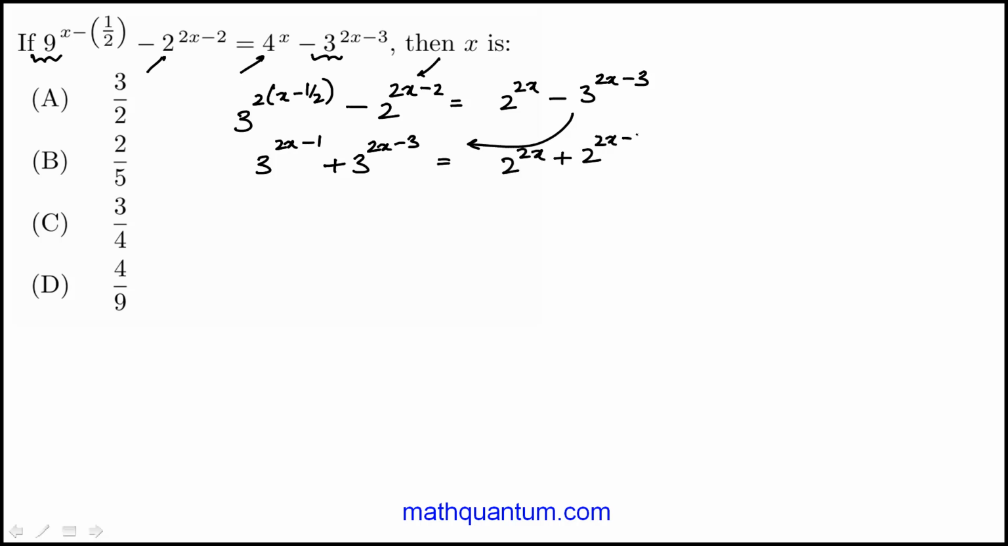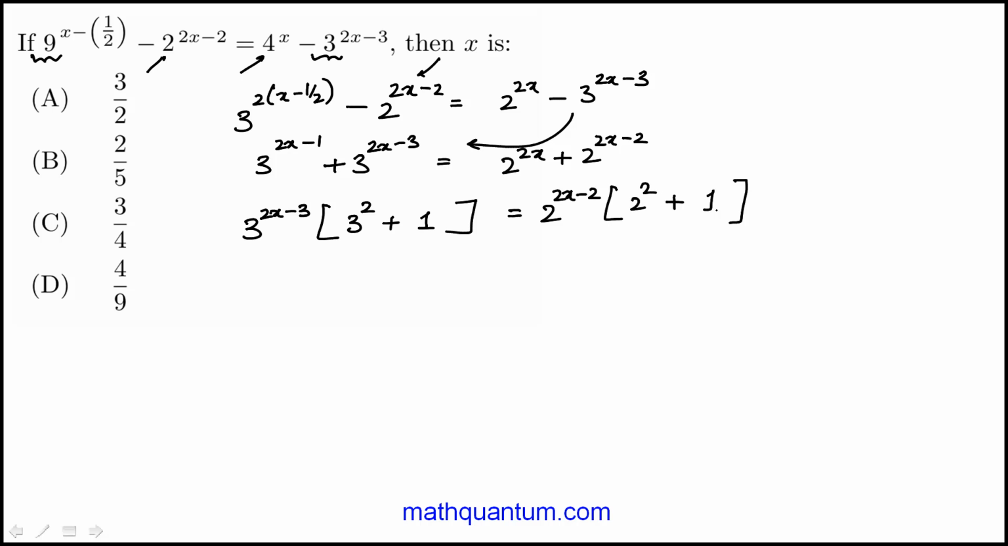And I've seen enough of these. So here I'm going to factor 3 to the power 2x minus 3, because that's the smaller term, and you would get 3 squared plus 1. Please check this factorization, because if you remultiply, you'll get that. Here I'm going to factor 2 to the power 2x minus 2. You'll get 2 squared plus 1. So that's 5, and that's 10.